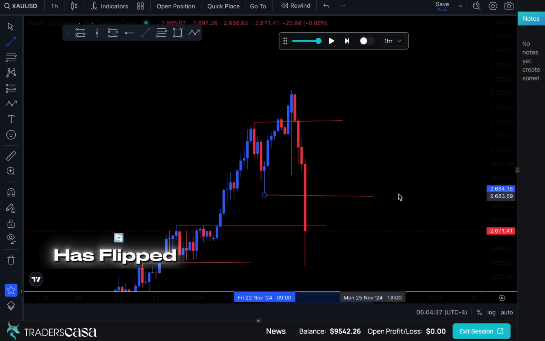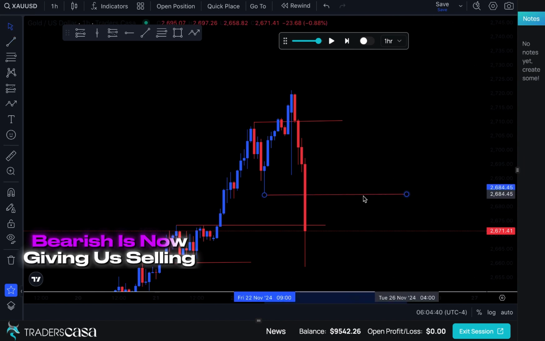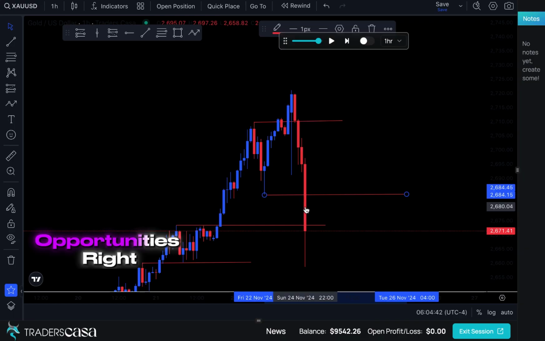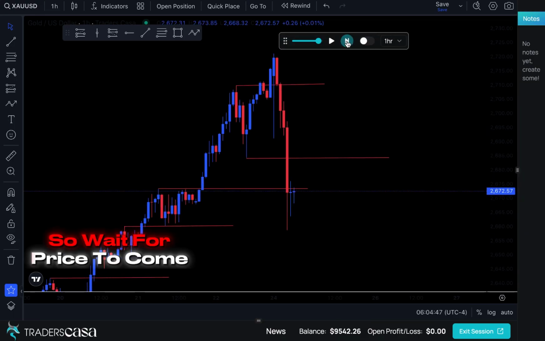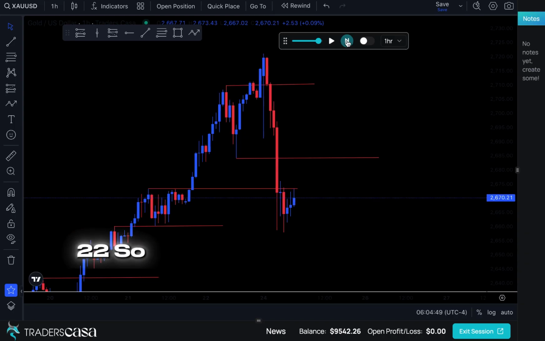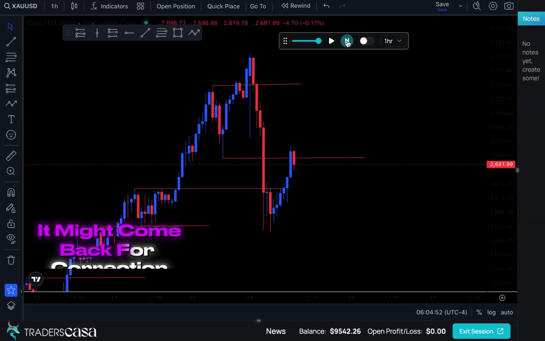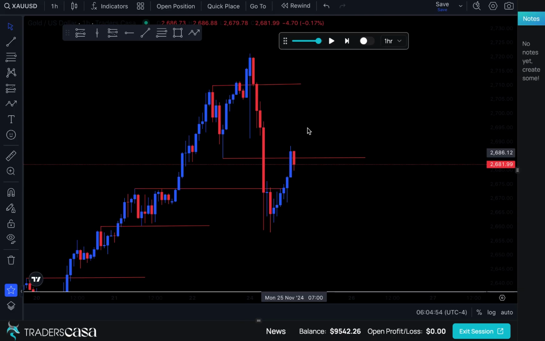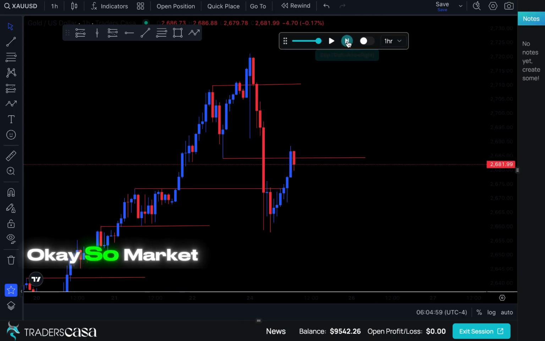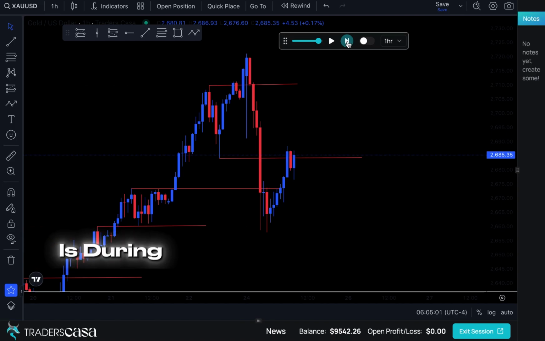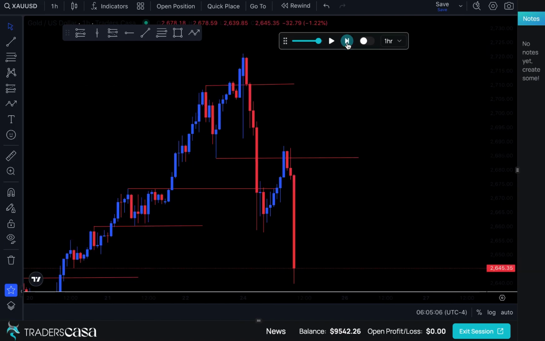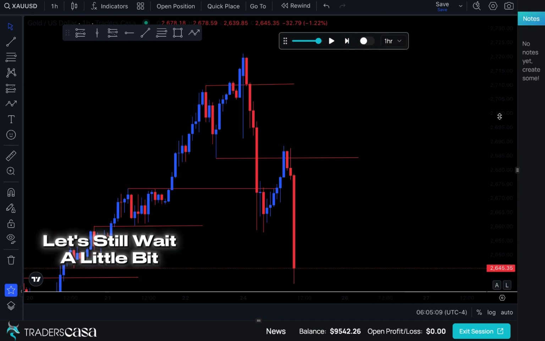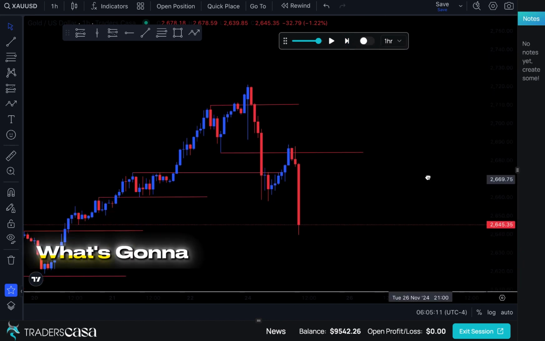Now market has flipped towards bearish. It is now giving us selling opportunities, right? Has broke below this low, so wait for price to come back, and this is during this 22, so maybe during London session it might come back for correction. Let's see. Okay, so market has come back for a correction, and this is during New York session. Did we close above or below? Yes, we closed below. So let's still wait a little bit to see what's gonna happen.